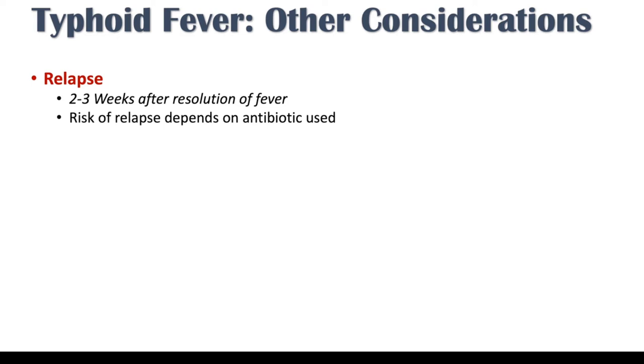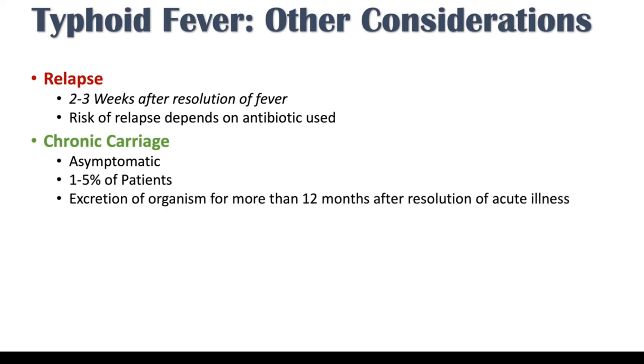Other considerations: relapse can occur 2 to 3 weeks after resolution of fever. Risk of relapse depends upon antibiotic use. Chronic carriage, asymptomatic, occurs in 1 to 5% of patients, with excretion of the organism for more than 12 months after resolution of acute illness. Adult women and biliary tract disease are risk factors.